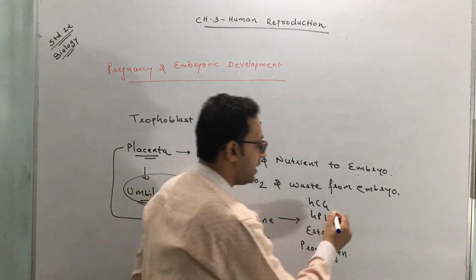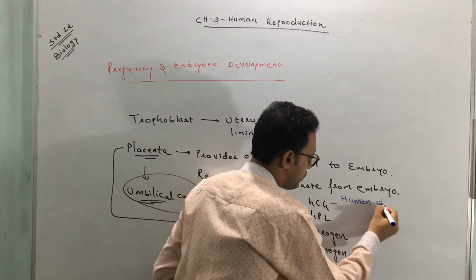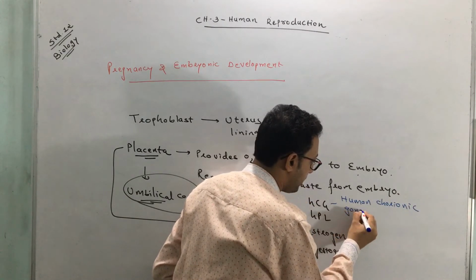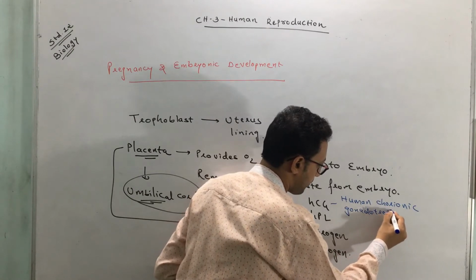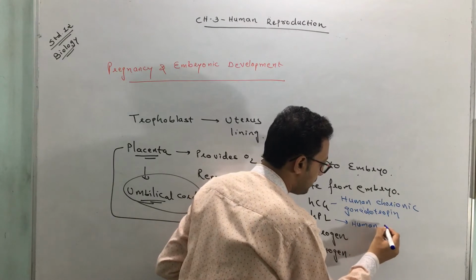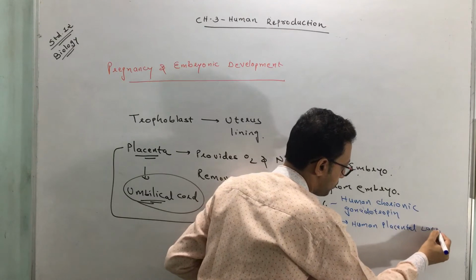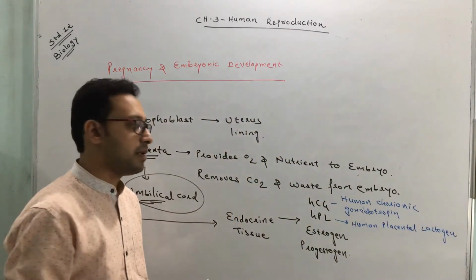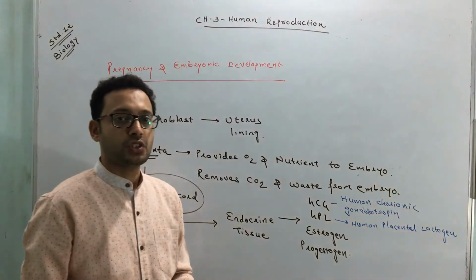What is the full form of HCG? It's called human chorionic gonadotropin. What is HPL? It's called human placental lactogen. Clear? So these are the hormones secreted by the placenta: HCG, HPL, estrogen and the progestogens.